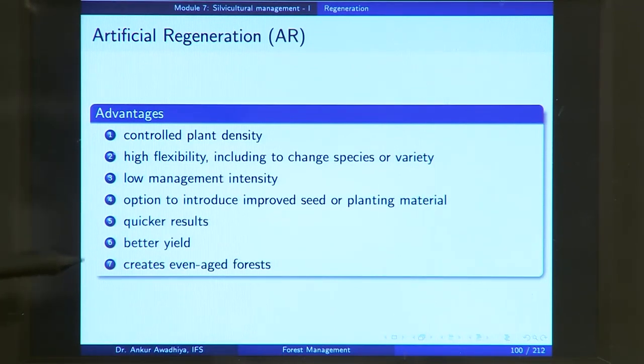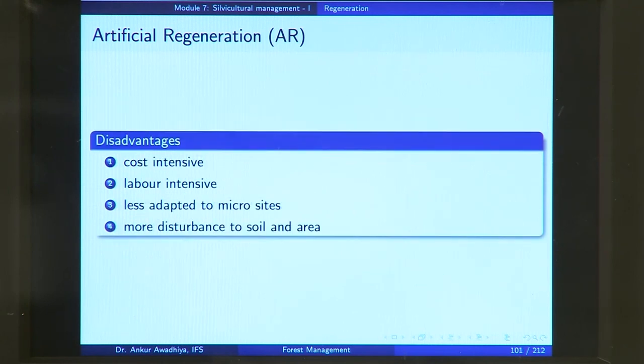There is also a better yield, and it creates an even aged forest because all the plants will be of the same age. However, there are also certain disadvantages to artificial regeneration. It is cost and labor intensive because everything is under your control, but also everything has to be managed. So, in the case of natural regeneration, you just left out a few trees and they developed their seeds, which germinated and established themselves. So, there was very little requirement of labor or money in that process.